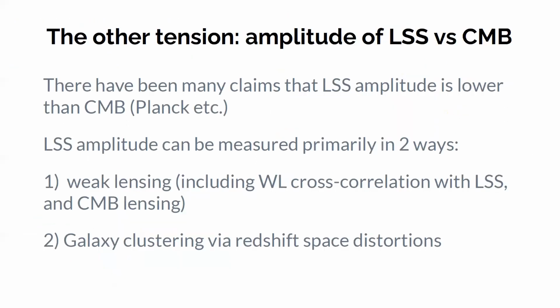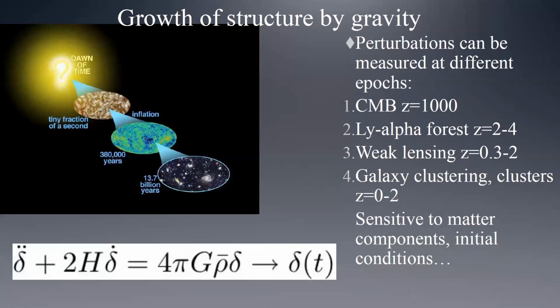All right, so let me now switch gears to talk about the other tension, which is the amplitude of fluctuations at, let's say, low redshift, which is what large-scale structure probes, versus high redshift, which is what cosmic microwave background probes. There have been many claims in recent literature that large-scale structure amplitude is lower than the cosmic microwave background isotropies, and the question is, is this real or not, and what's the current status? The two main probes for this are weak lensing and galaxy clustering, in particular galaxy redshift space distortions.